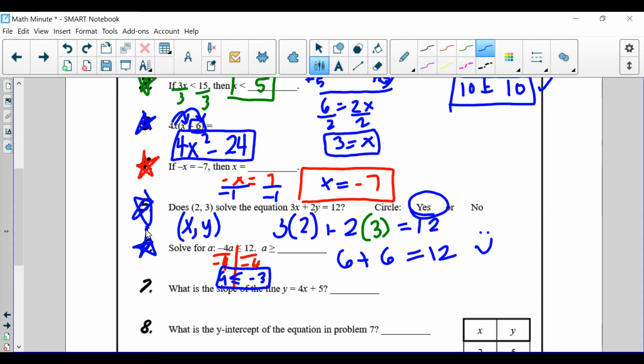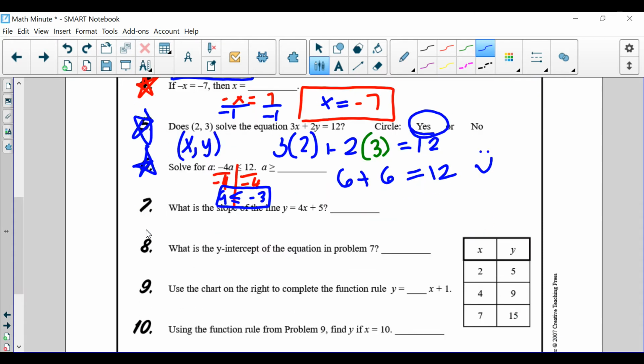And then it's asking, what is the slope of this line? Keep in mind that we have y is equal to mx plus b, where m is the slope, which is here, 4. So m is equal to 4. Did we get that? Hopefully we got it. Very nice if you did.